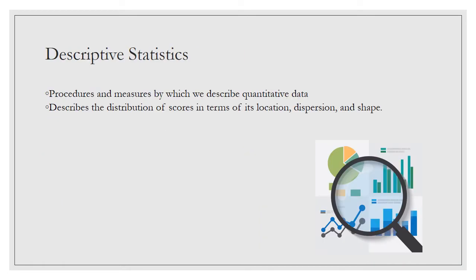Descriptive statistics, we might define it more formally as the procedures and measures by which we describe quantitative data, our values or scores that we may have in our quantitative research. Descriptive statistics describe the distribution of scores or observations in terms of its location, dispersion, and shape.